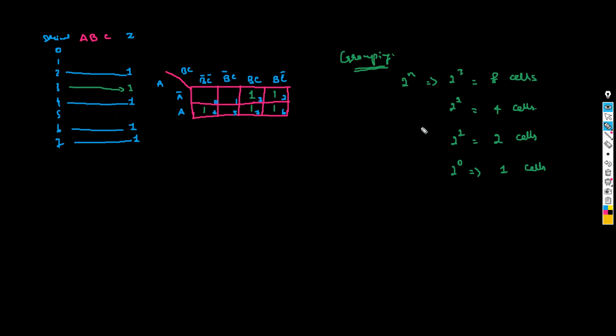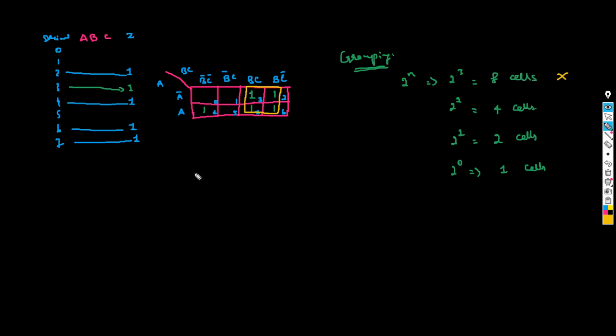Is it possible to group all the 8 cells? No, sir. So this is ruled out. Now what about here? 4 cells, is it possible? Yes, sir. Okay, so you have 4 cells that can be grouped.